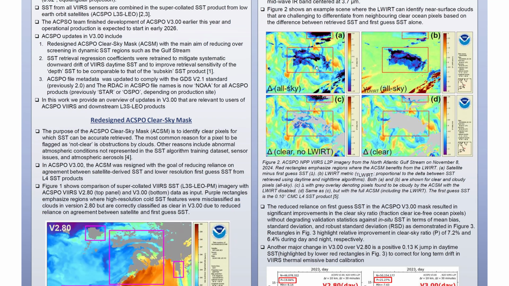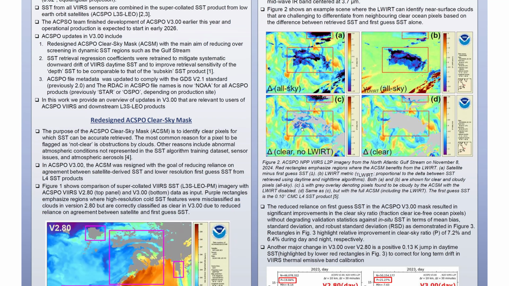But if you look at the same imagery, but the difference between the daytime and the nighttime SST algorithm, you can see that the clouds, this type of cloud, pop out much more. And you can see that the real SST features surrounding them are mostly gone, because the two SST algorithms agree on those features, so the difference is small.